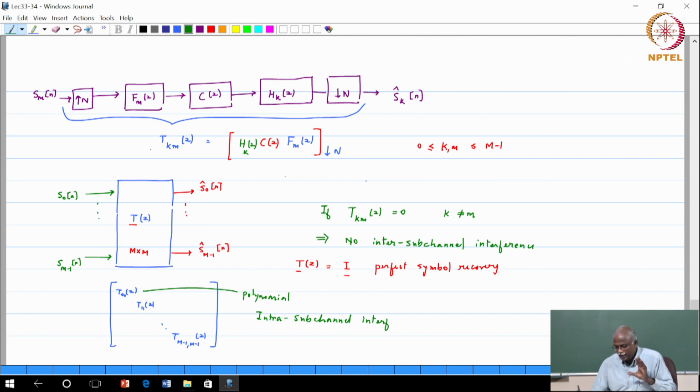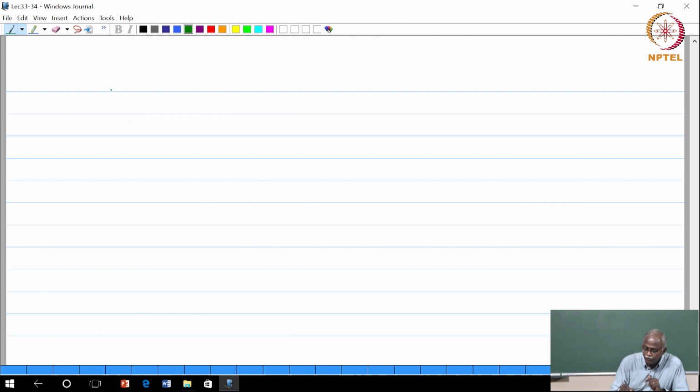Here is where the power of combining signal processing and communications comes into play in a very nice way. I am going to now go back to the original formulation, since assuming that there is no inter subchannel interference is not the case. I am going to go back to this particular representation, which means that I have an m by m matrix T of Z, where each of the entries, T00 of Z, T01 of Z, and so on, are polynomials. I have m inputs, I have m outputs.